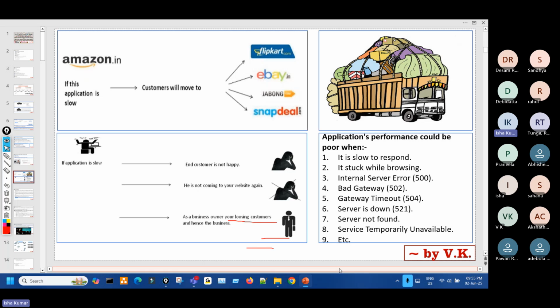Now, what are the bottlenecks, or how can we identify that application performance is poor? So these are the things. It is very slow to respond. You will observe it stuck while browsing. You'll observe internal server error, bad gateway, gateway timeout, server is down, server not found, service temporarily unavailable. When you see these, these are the symptoms which show that application performance is very poor.